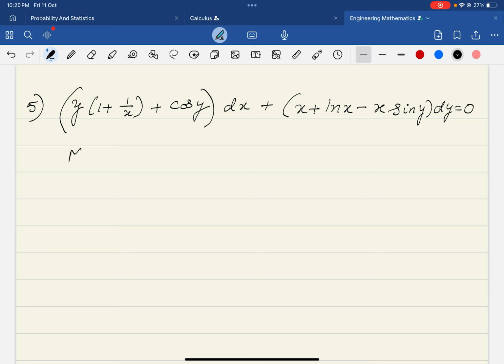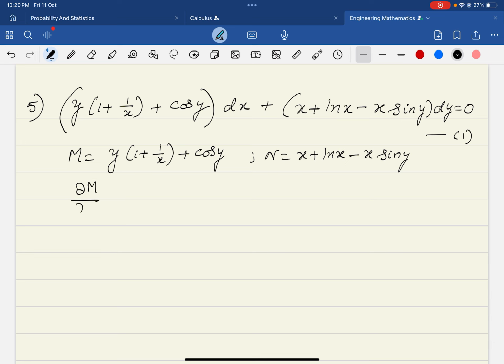So what is M here? It is y times (1 plus 1 over x) plus cos y, and N is x plus ln x minus x times sin y. Now call this equation 1. Now what is ∂M/∂y? With respect to y you are doing, so 1 plus 1 by x is a constant, the derivative of y is 1. Now the derivative of cos y is minus sin y.